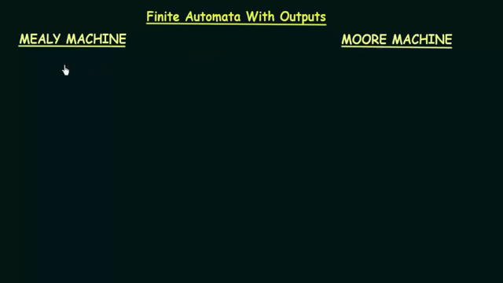There are two kinds of finite automata with outputs. One is the Mealy machine, another one is the Moore machine. In this lecture we will be trying to define these machines and find out what is the difference between them. Alright, so let's get started with the Mealy machine.